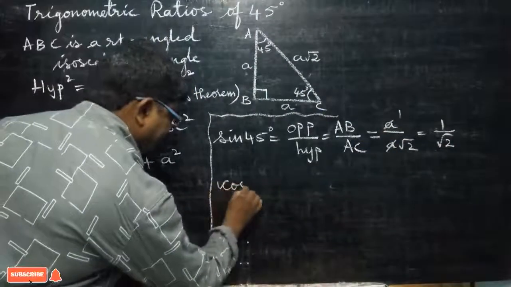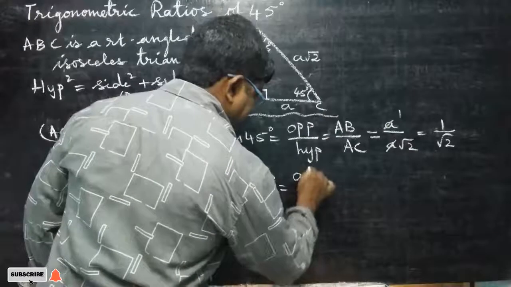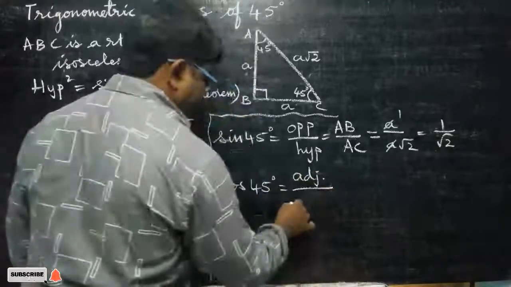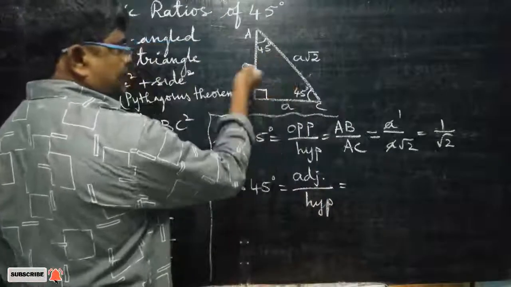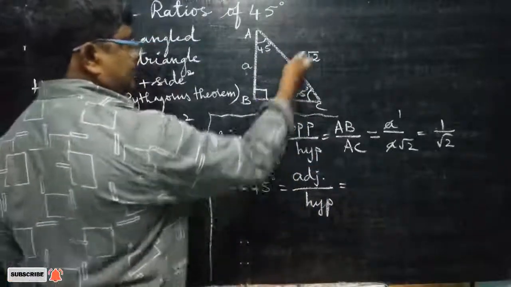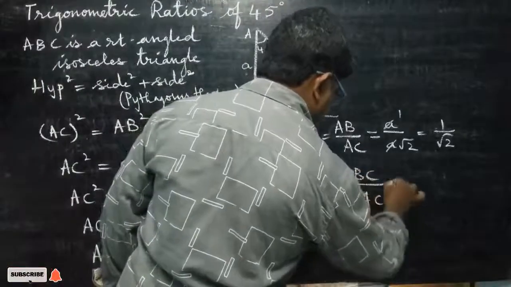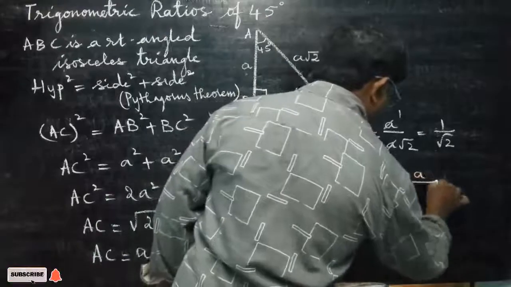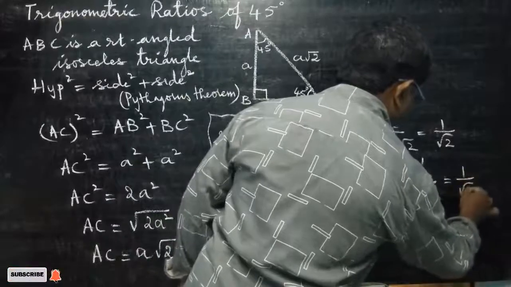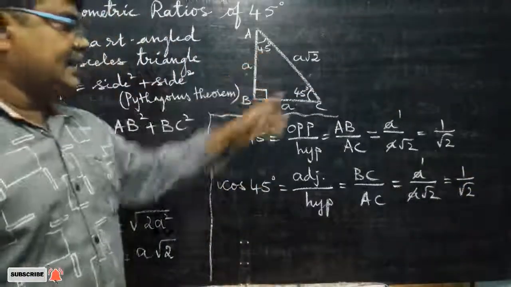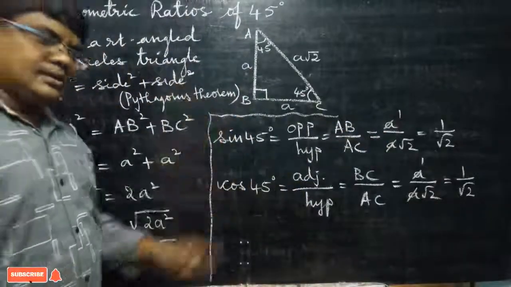Coming to cos 45 degrees. Adjacent side to 45 degrees by hypotenuse. Both are 45, so anyway you get the same answer if you write BC by hypotenuse. So adjacent BC by AC is equal to A by A root 2. A goes in A one time. So both values are same because I told you before that base angles are equal. So sine 45 and cos 45 are 1 by root 2. You have to keep this in mind.